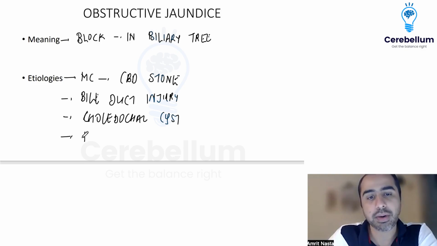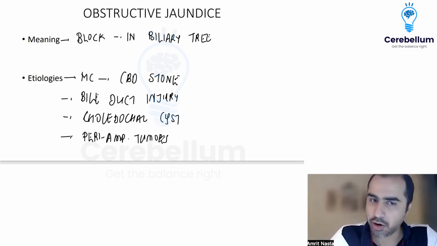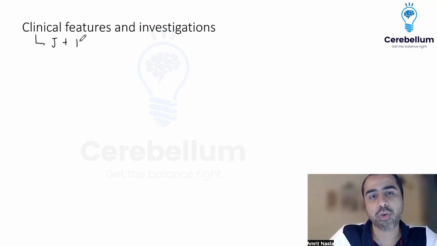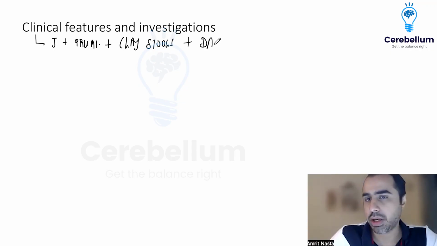And then you can get it because of periampullary tumors. Some cancers can block the bile duct. So there are many of these causes. Clinical features I already told you: the patient will get jaundice, he will have pruritus, he will have clay stools, he will have dark urine. This is what you see in obstructive jaundice.